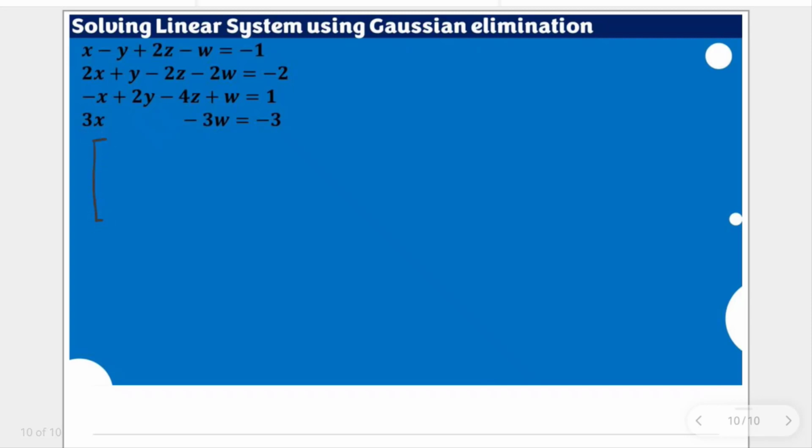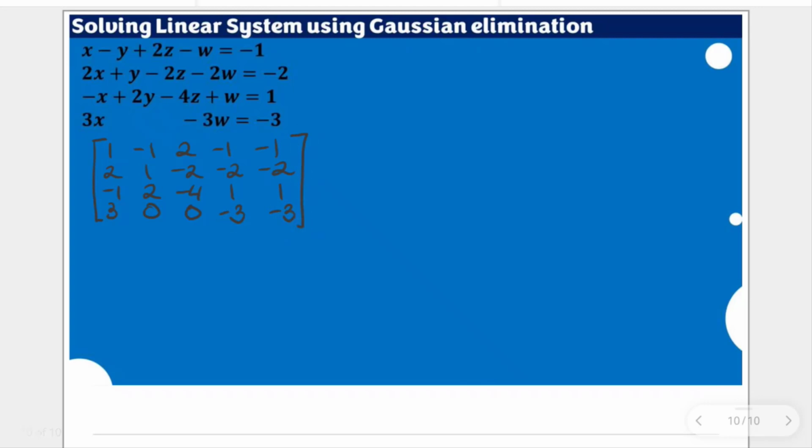Okay, using the coefficients, we have 1, negative 1, 2, negative 1, and then negative 1. For the second row, 2, 1, negative 2, negative 2, and another negative 2. Then negative 1, 2, negative 4, 1, and 1. Then 3, 0. We don't have y nor z, so 0. For the fourth row, negative 3, and negative 3.